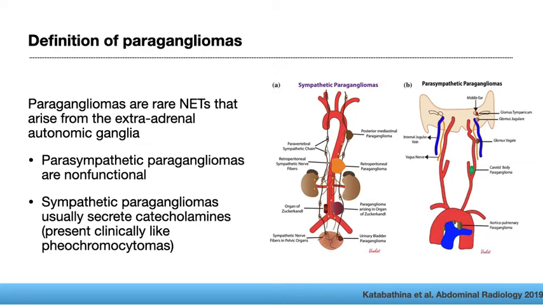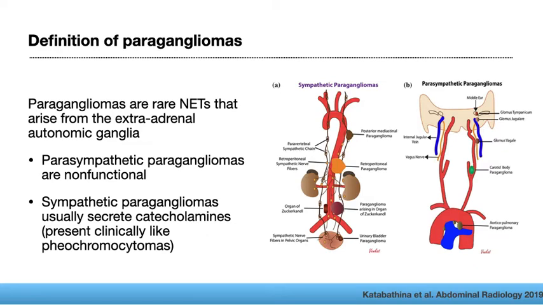For parasympathetic paragangliomas, they are usually non-functional, and they are located along the glossopharyngeal and vagal nerves in the neck and at the base of the skull. And as we can see in panel B, the most common site for parasympathetic paragangliomas is the carotid body paraganglioma. Other examples include glomus tympanicum, glomus jugulare, glomus vagali, and the aorticopulmonary paragangliomas.